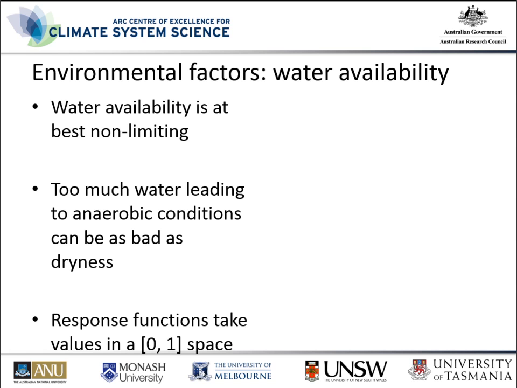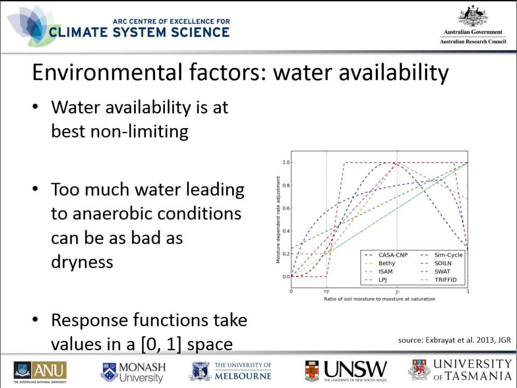And usually they take values between 0 and 1. So 1 means water is not limiting. 0 means the quantity of water is not good for the activity, whether it's dry or too wet. And this is an example of how it's done in 8 different models of soil decomposition. Each curve tells you, as a function of the ratio of soil moisture to moisture at saturation, where 1 means the soil is full of water and 0 the soil is dry, the response function value between 0 and 1.